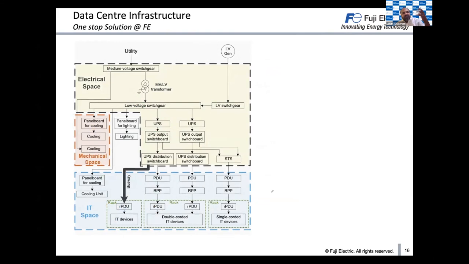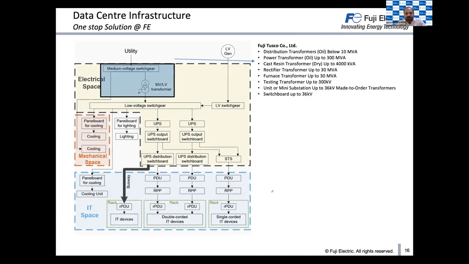And when you talk about the infrastructure and the solutions we offer, as an organization, we have a wide portfolio of solutions. We talk about upstream infrastructure. We talk about transformers. We have a company called Fuji Tusco, which is based in Thailand, where we're able to give you the full infrastructure solution for the HV network.